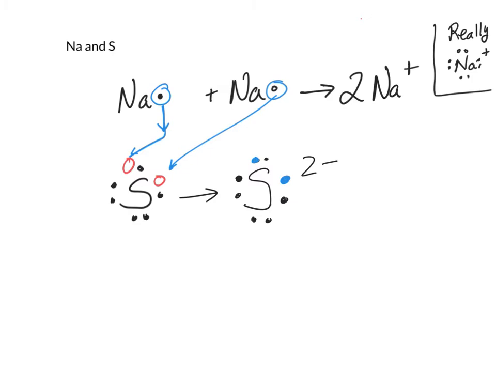So what do we see from this formula? We see that there are 2 sodiums, 1 sulfur. So the formula will be Na2S. How do I know there's 2 for the sodium? We need it to balance so that the charges balance out. So go ahead and try magnesium and chlorine and see what you get.